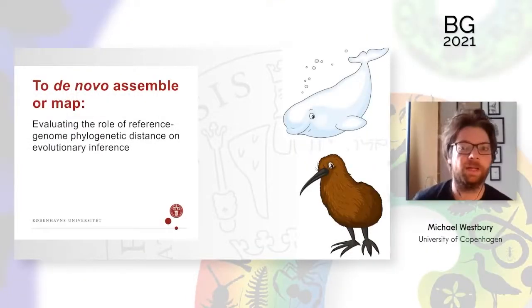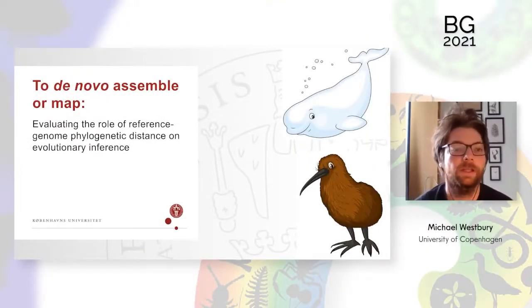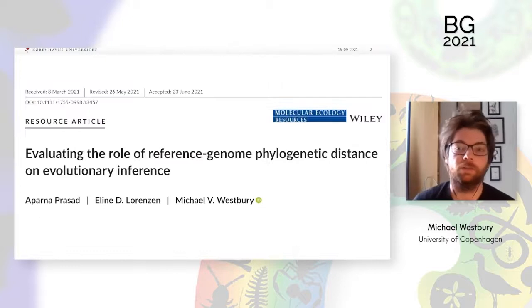Today, I'm going to talk about our recent work that looks into the role that the reference genome, and specifically the phylogenetic distance of the reference genome, can have on evolutionary inferences. Everything that I present today has recently been published in Molecular Ecology Resources, and here is the title, so anyone can look it up and get a lot more information if they wish.